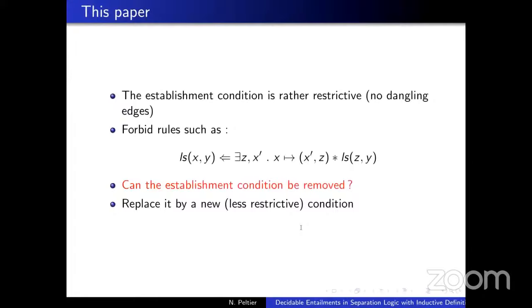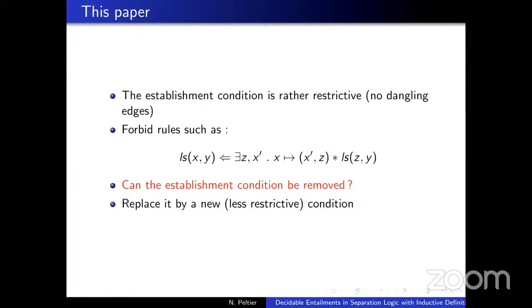However, the establishment condition is actually rather restrictive because it forbids what we call dangling edges, in the sense that if a location occurs somewhere in the heap, then necessarily it must be either allocated or associated with a variable. This forbids, for instance, rules such as this one here, in which we have this variable x prime, which is not allocated in the right-hand side, and which may, for instance, refer to some structure outside of this list. So it is natural to ask whether this establishment condition can be removed.